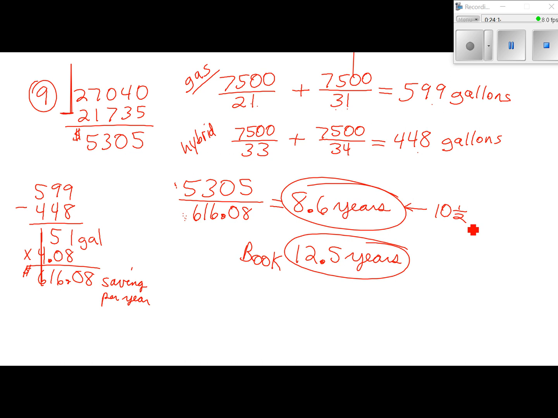But I would say 8 to 10 years is the range there. So that's the answer to this. How many years is it going to take for him to make up the money? In 8 to 10 years, he'll make up the extra $5,000 that he spent buying the hybrid.